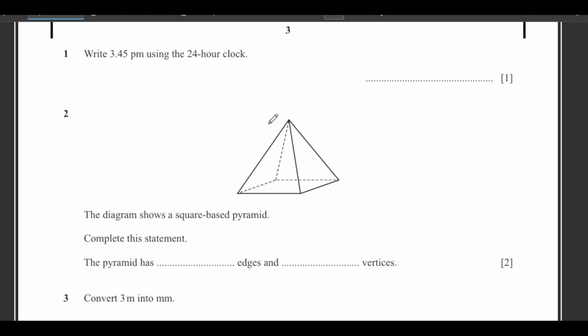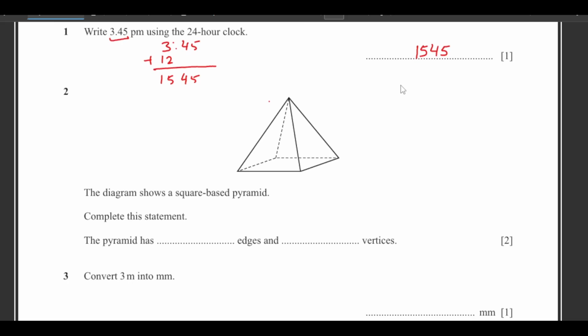First question that we have here: write 3:45 p.m. using the 24-hour clock. So it's simple, we have 3:45 and then we are adding 12 to it. So it will become 15:45. So 15:45 is what we are going to write as the 24-hour clock.